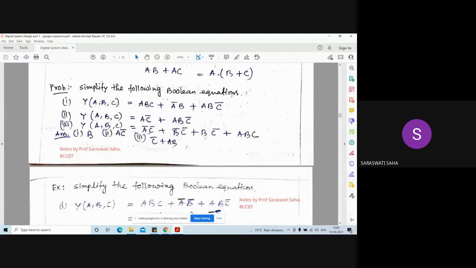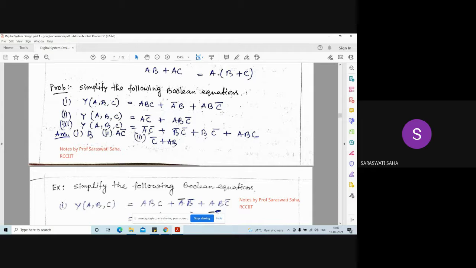Now what is Y within bracket ABC? Each digital system has an output. Consider this is the output terminal Y. And from here, you can guess how many input terminals are there in the system. In the circuit, there are 3 input variables. So Y, that is the output, is a function of A, B, C, and the output equals ABC plus A bar B plus AB C bar.